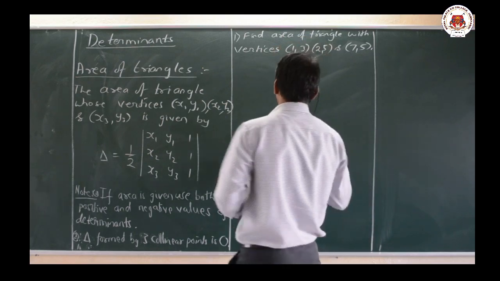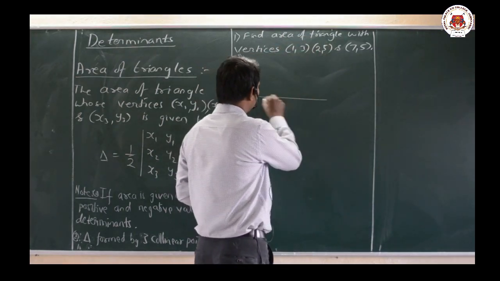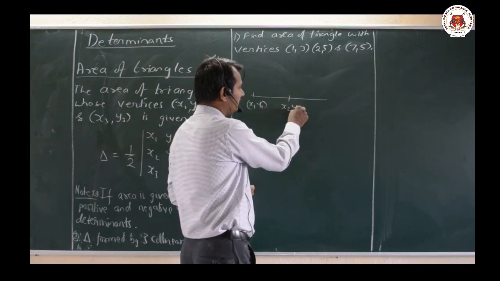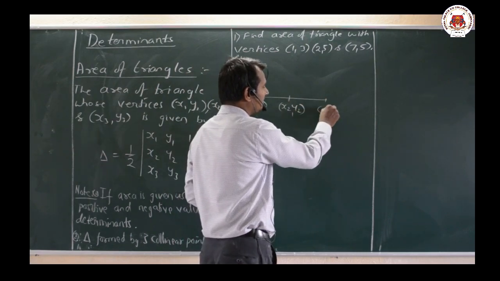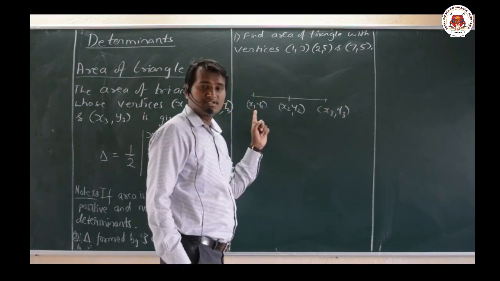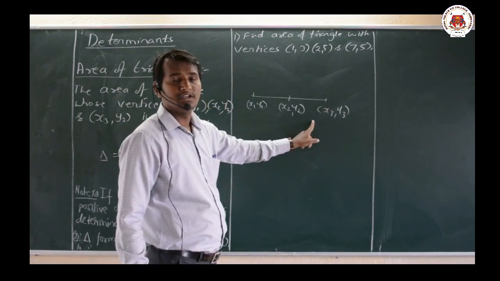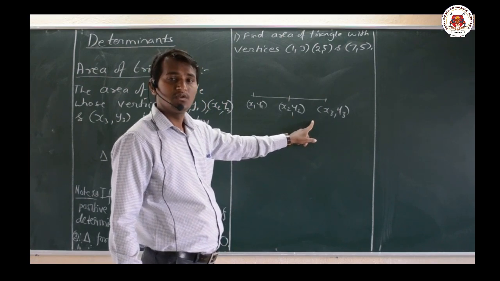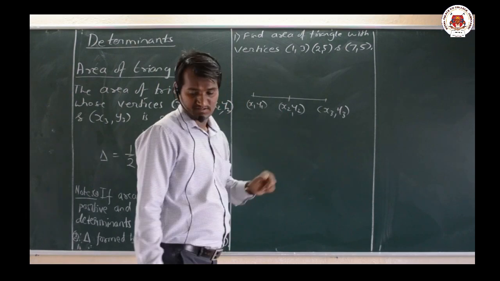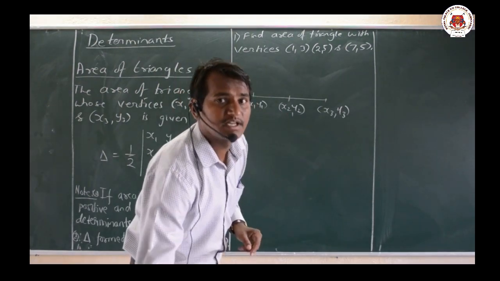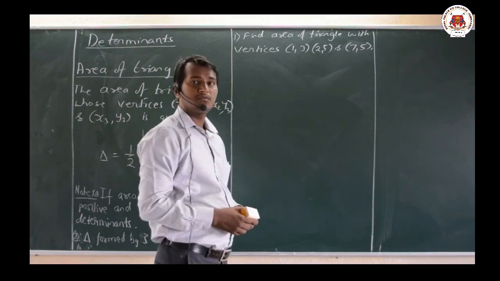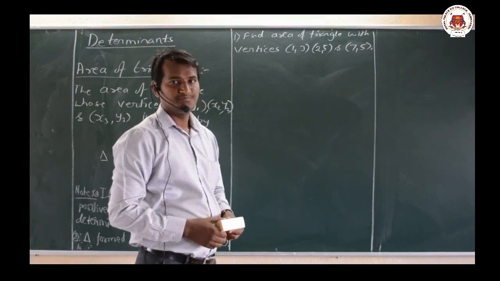That means, if suppose we have (x1, y1), (x2, y2), and the third point (x3, y3), and we say that the 3 points A, B, C are collinear, then the area of the triangle will be 0 in this particular case. Now we shall start with the problems related to this theme.